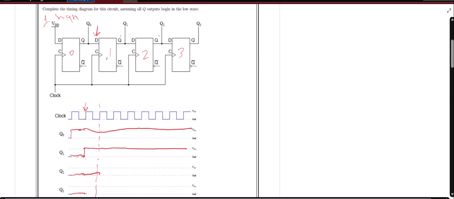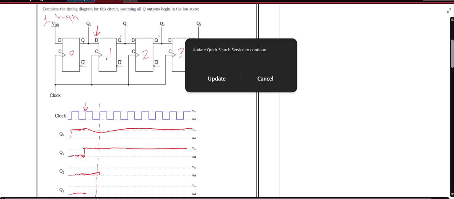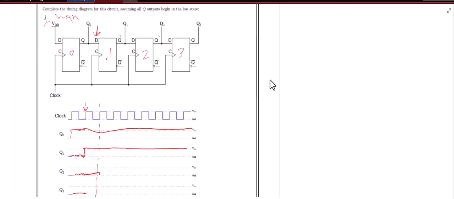And when it gets to the next positive edge, it will look and see what Q1 was before. It always has to look at what it was before, because the next one's not going to change until the first one has had a chance to go through the whole clock cycle. So here it looks before, and now it is a 1. So it can go up to 1, and it'll stay 1.